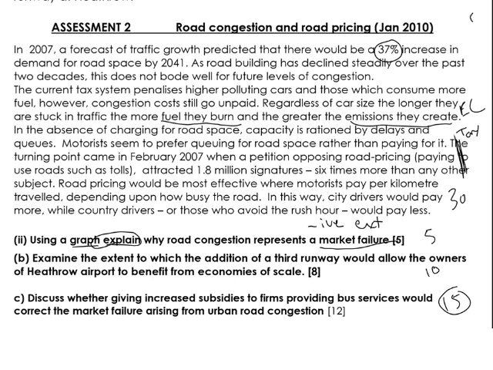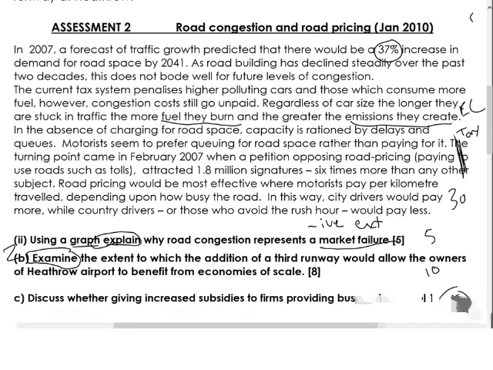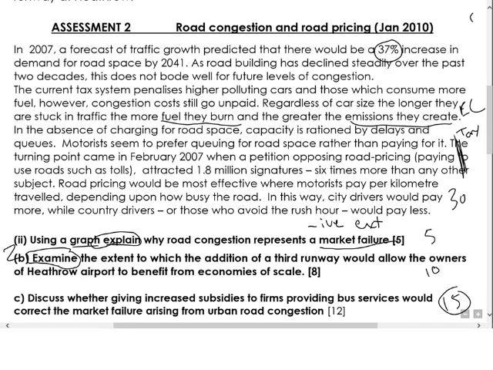The second question is an examine question, which is the same as assess, so that's a 2-sided question. The extent to which the addition of a third runway, so a significant fixed cost, would allow the owners of Heathrow to benefit from economies of scale. So as this is 2-sided, you'd need one side saying yes they would and one side saying no they wouldn't.